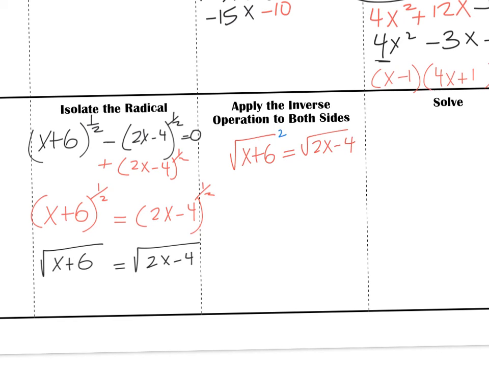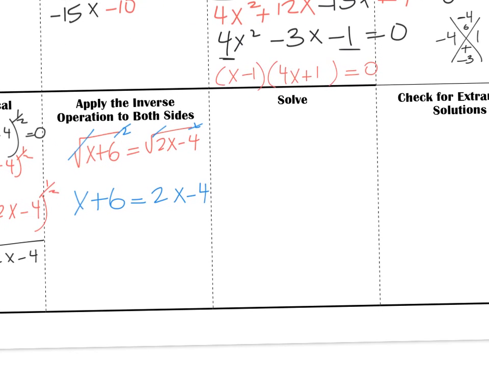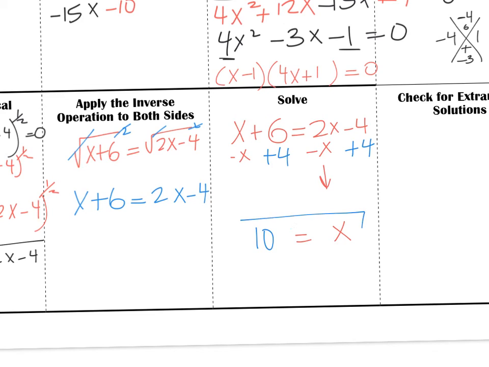Now once you square both sides, the radical goes away. So I end up having x plus 6 equals 2x minus 4. Now to solve this, I need to isolate, or basically move all the x's to one side of the equation. So I'm going to subtract x from here and I will end up having 2x minus x is just an x. And I can add a 4 to the other side. So 6 plus 4 is a 10. So x equals 10 is going to be my first solution.